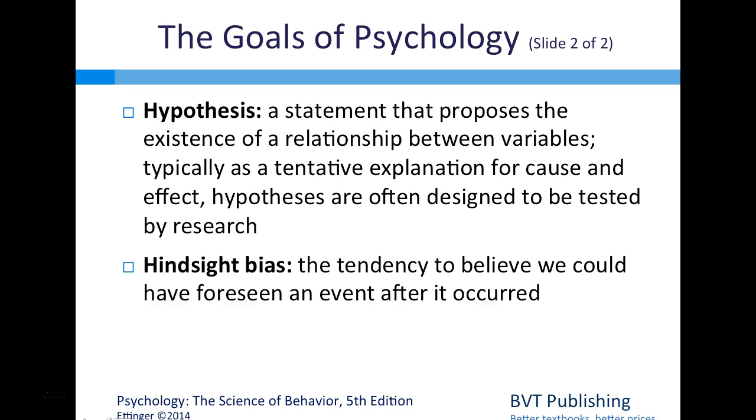Okay, a hypothesis is a statement that proposes the existence of a relationship between two variables, typically as a tentative explanation for cause and effect. Hypotheses are often designed to be tested by research. So that would be saying, I believe that if I throw this ball in the air, it will fall to the ground, right? And then testing that. That's a hypothesis, and then testing that hypothesis. Hindsight bias is the tendency to believe we could have foreseen an event after it occurred.